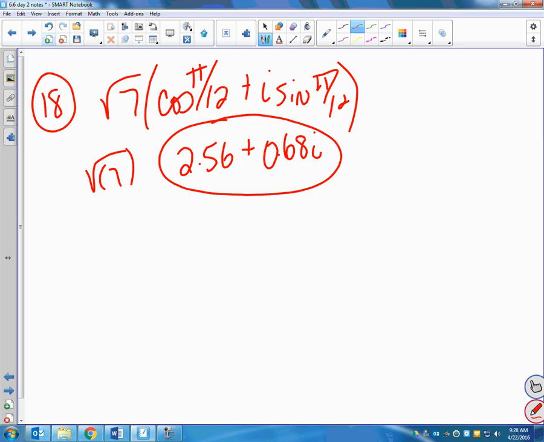So definitely on your test, you're going to have a little bit of both. You're going to have some that you have to do the exact value, where you do the circle stuff. You're going to have a couple that you're just going to get decimal answers for.